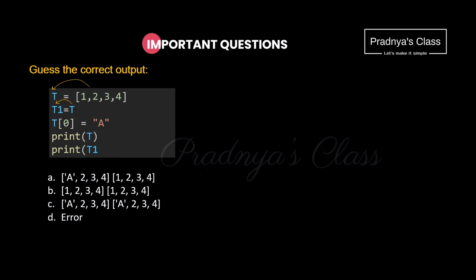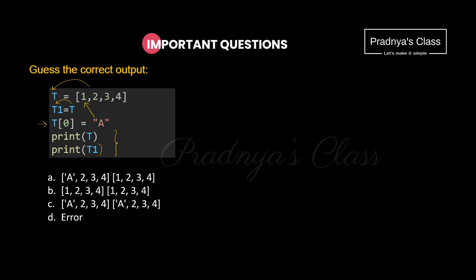But if you know, there are two types of copies of the list. One is shallow copy and one is deep copy. Tell me which type of copy is getting created here. If you know that, then only you can solve this question. Alright, that we will discuss. Let's move ahead to the third statement. T of 0 equals to a means we are trying to change the first element of the list t. And using these print statements, we are printing both the list t and t1.